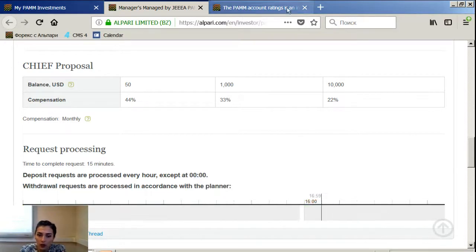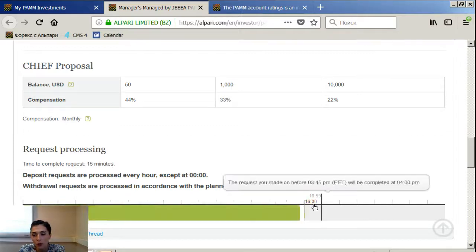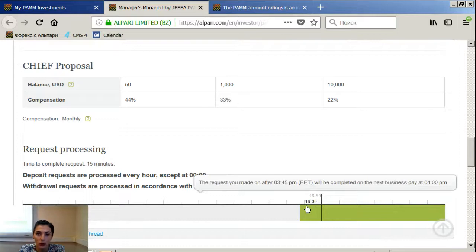Okay, also what is important here, you can see the trading interval. This is about 15 minutes before the open rollover, so you should apply your request before 3:45 p.m. so that your request will be executed at 4 p.m. Yes? Don't forget it, please.